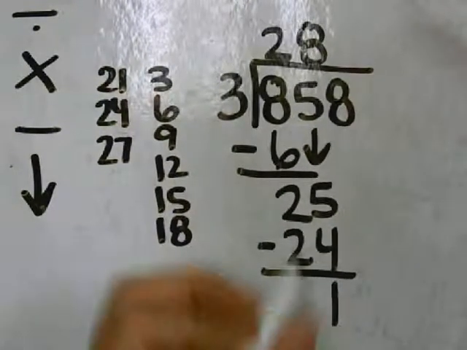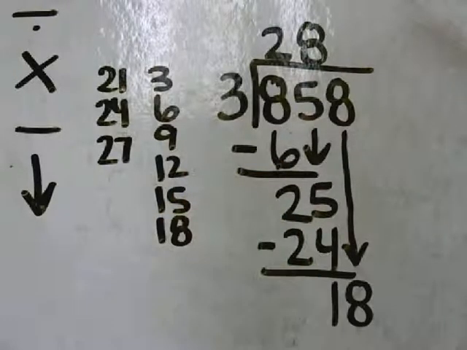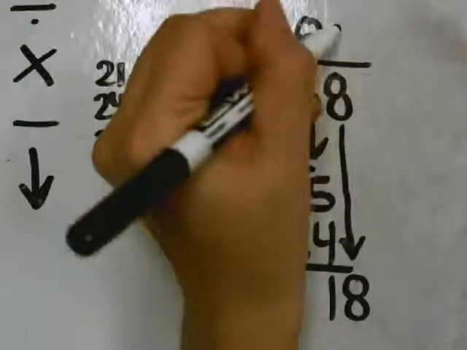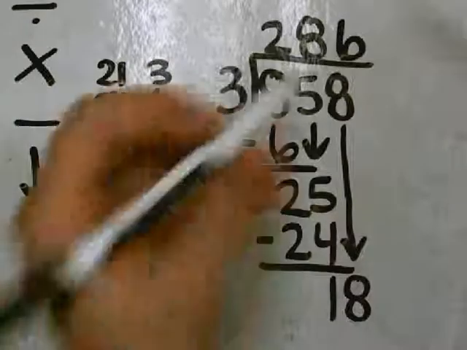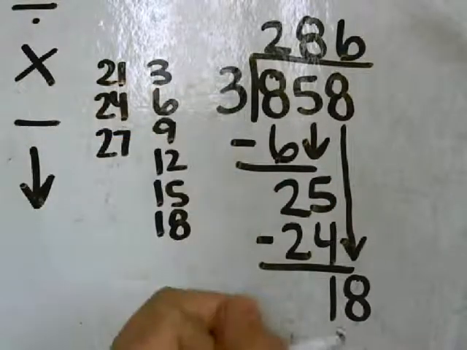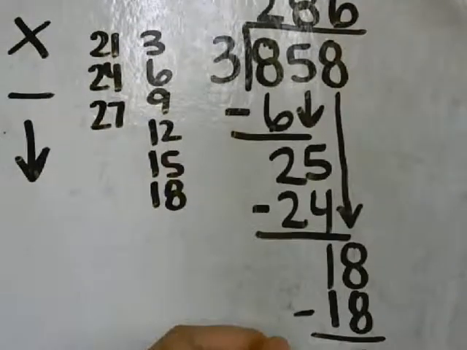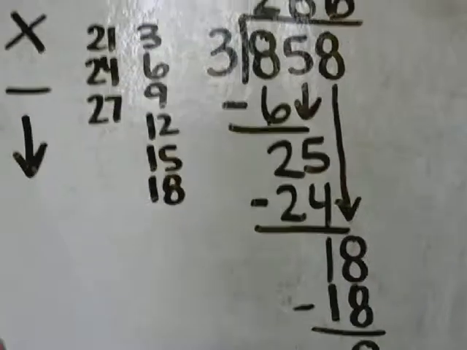And I know that 3 goes into 18 6 times. So I have no more numbers to bring down. Alright, so I have to multiply 3 times 6 is 18. And then subtract. And I am left with 0. And now I have no more numbers to bring down. So my answer is 286. Let's try another one.